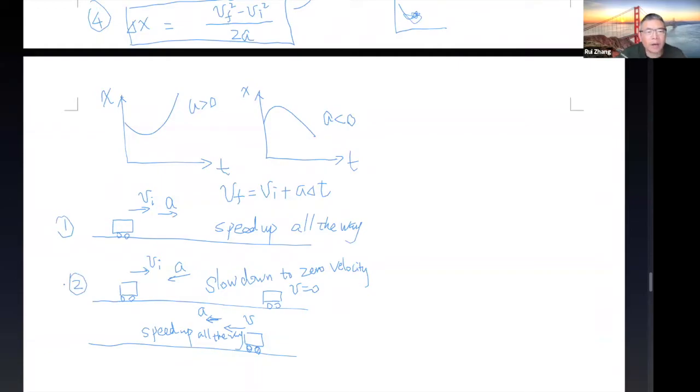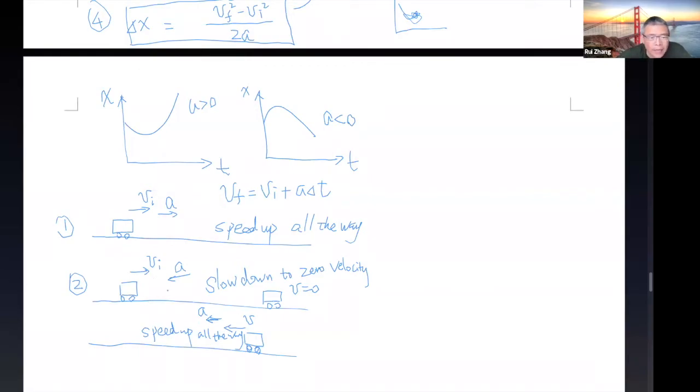As we see here, this motion is a little more complicated, but it also means it's more interesting. Depending on the direction of acceleration and the direction of initial velocity, you could have totally different behavior. In this case, it speeds up all the way. Well, in this case, when the two are in opposite directions, it's going to slow down to zero and then go backward and speed up all the way.